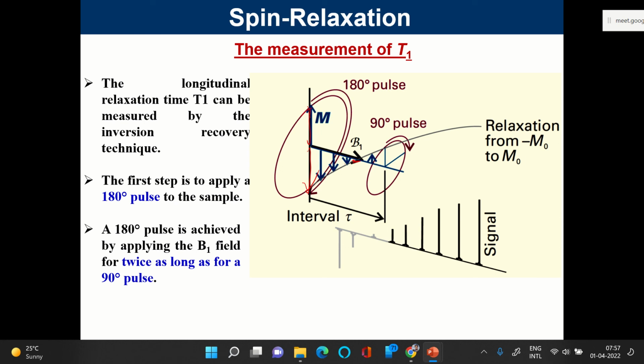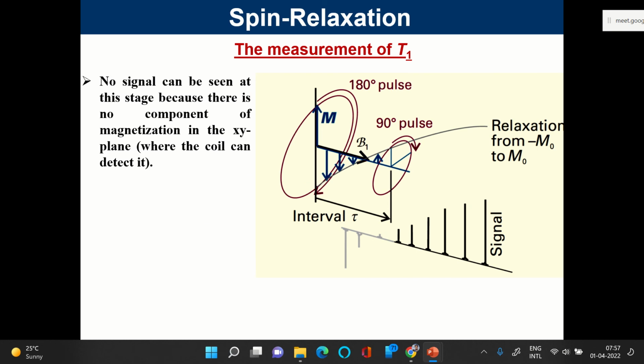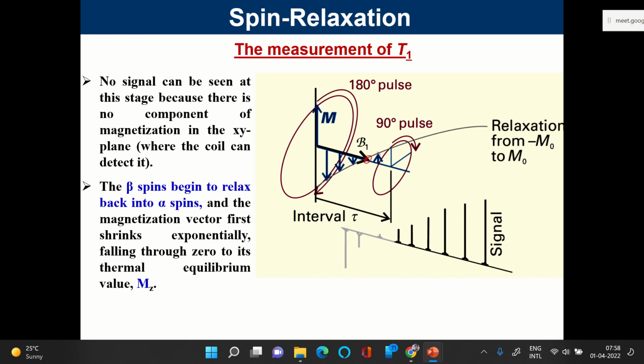This kind of relaxation profile proceeds through a 180-degree pulse, which points to the minus z direction. So there is no component in the xy plane, and there is nothing that can be detected. So you apply again a 90-degree pulse to get something. The magnetization vector first shrinks exponentially and then falls through zero. That's what we have seen.